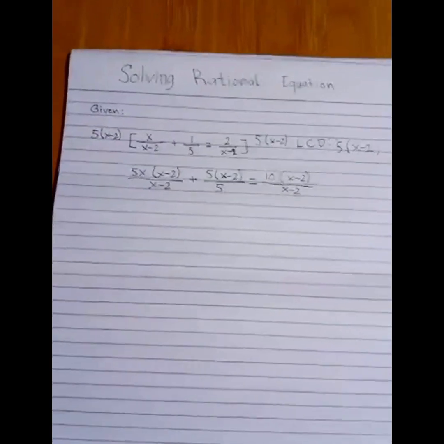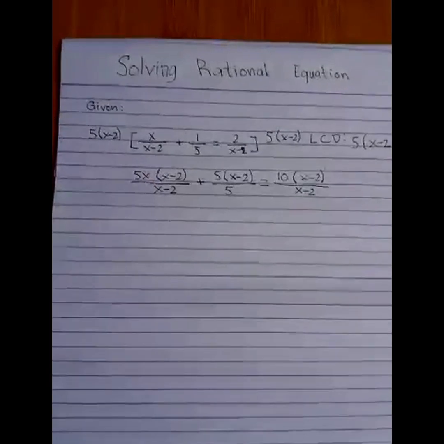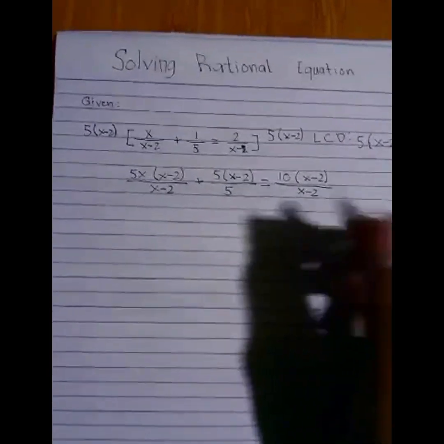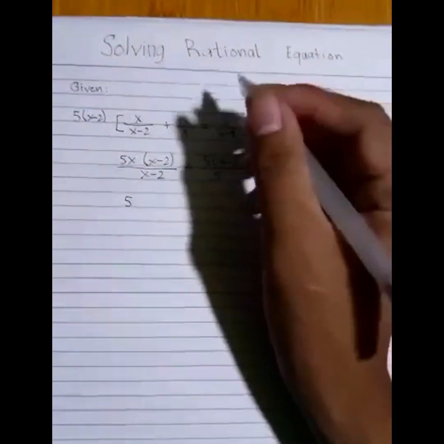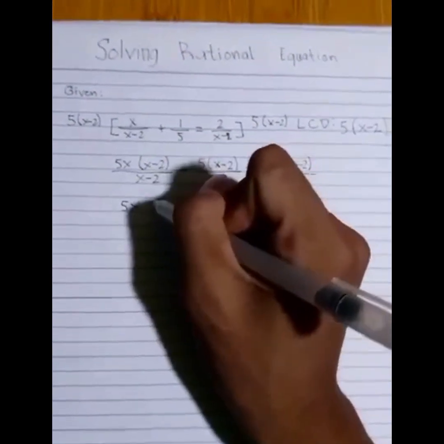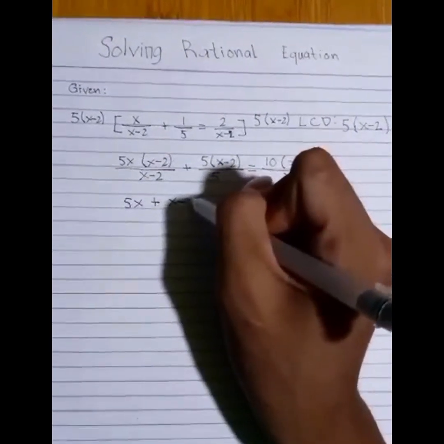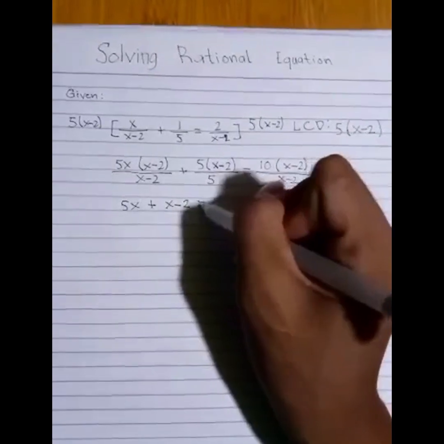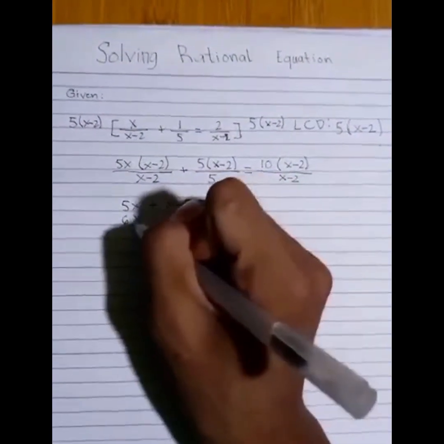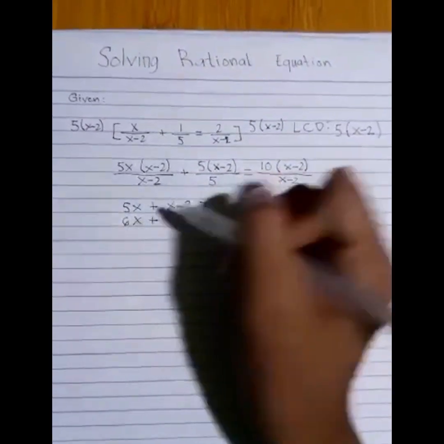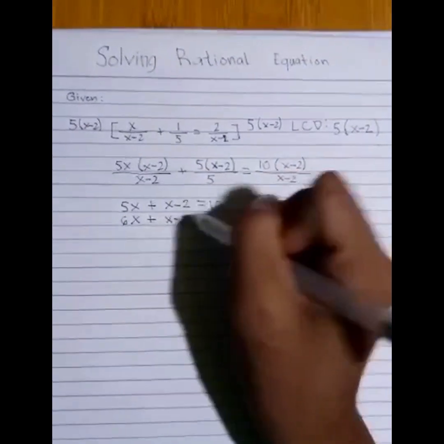We eliminate the denominators, and then this 5 and 5 we can also eliminate, and both x minus 2. What remains is that we only have 5x plus x minus 2 is equal to 10. 5x plus x is 6x minus 2 is equal to 10.